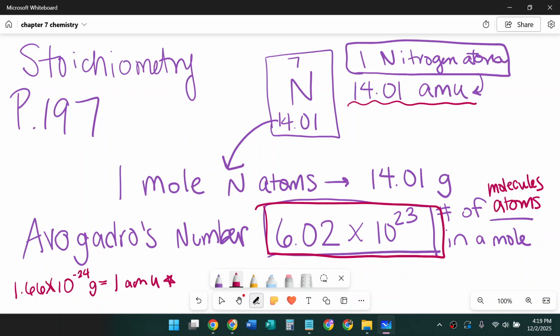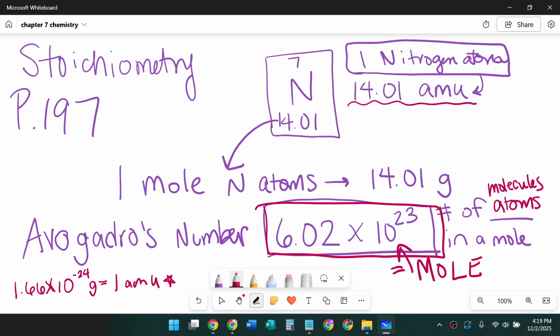Okay, so that's basically the important thing from this section. If you can remember that number means 1 mole of that thing. That's what that number means. It's nice to know that it's Avogadro's number.